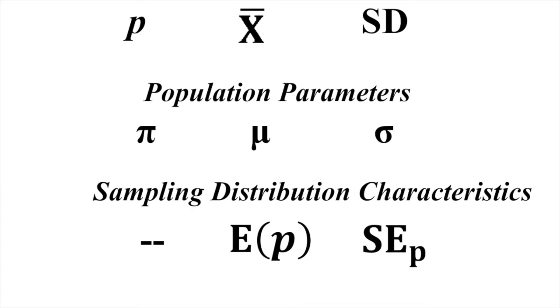Finally, there are sampling distribution characteristics. Two you are familiar with are the expected value of P and the standard error of P. As you know, they are just the mean and the standard deviation of the sampling distribution, but they are given different names to help keep them straight from the population parameters and sample statistics.